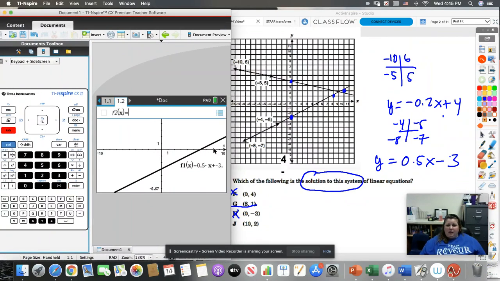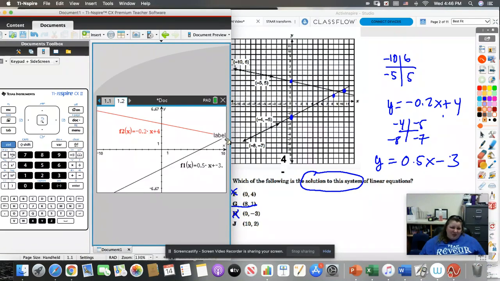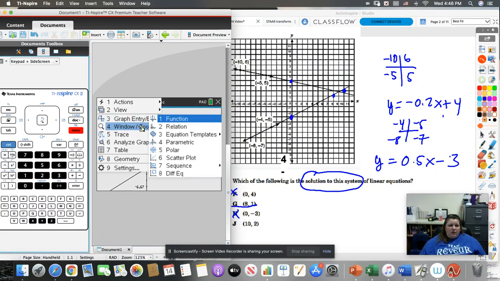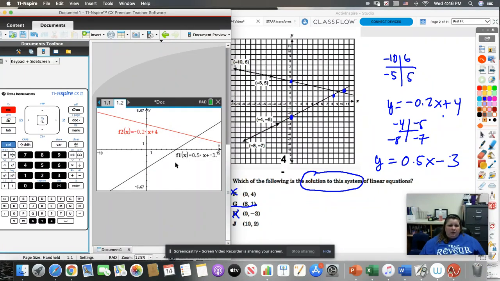There are 2 different ways in the calculator to solve a system. So the first way is by graphing, which I'm about to show you. Negative 0.2x plus 4. So I'm typing in the other equation, enter. Now I have both lines. Now on the calculator, I can see where these intersect, but I can't see everything, so I either want to change this and maybe take it out to 15, so it scoots the graph over a little bit so I can see. I can also do menu, window zoom, and I can zoom out either way. This one worked out perfectly.